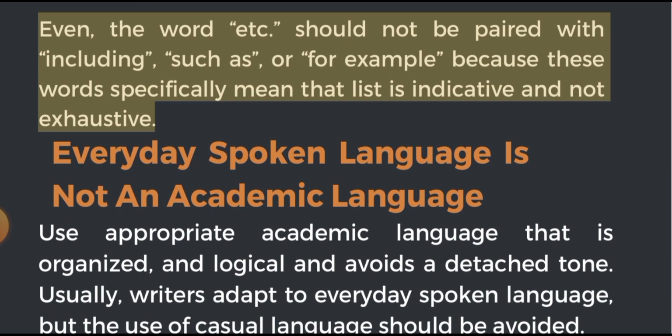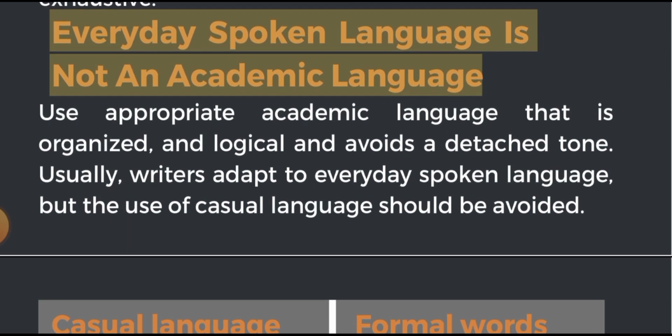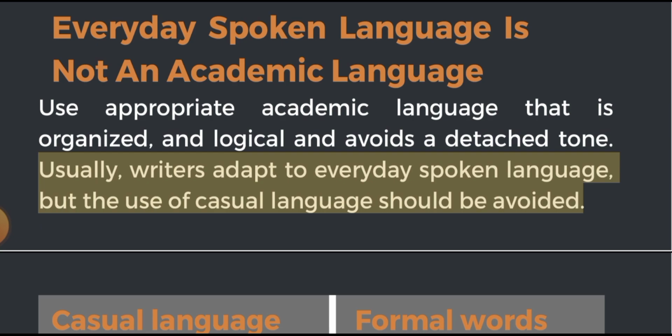Even the word etc. should not be paired with including, such as, or for example, because these words specifically mean that the list is indicative and not exhaustive. Everyday spoken language is not academic language. Use appropriate academic language that is organized and logical and avoids a detached tone. Usually, writers adapt to everyday spoken language, but the use of casual language should be avoided.